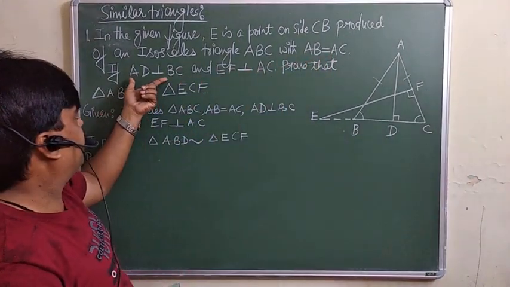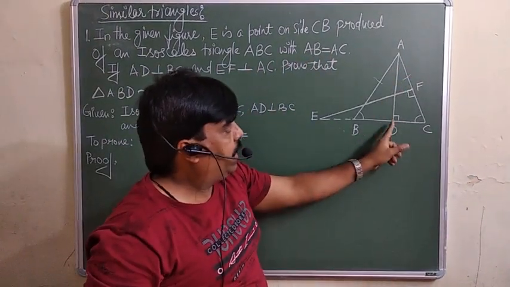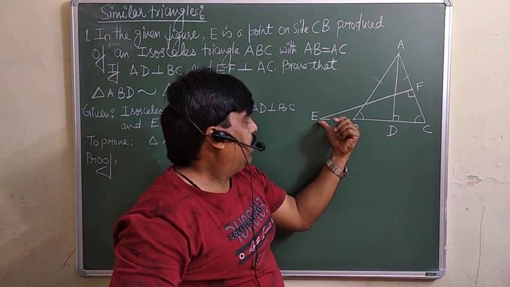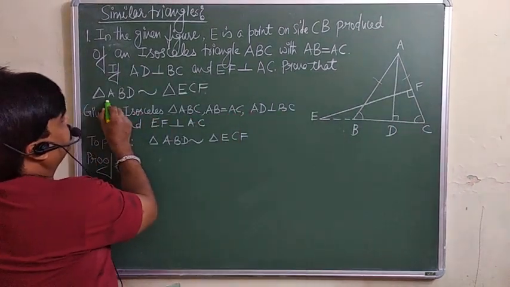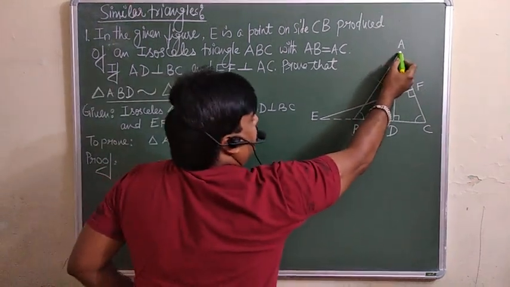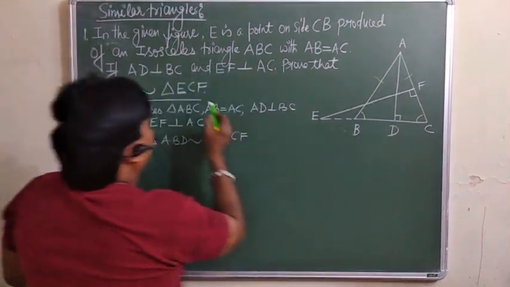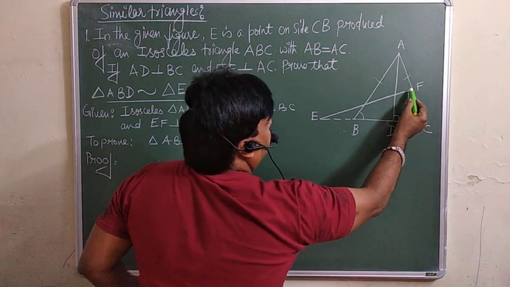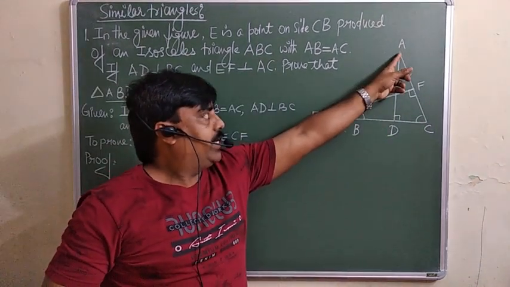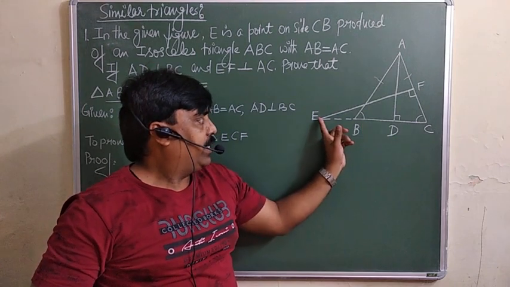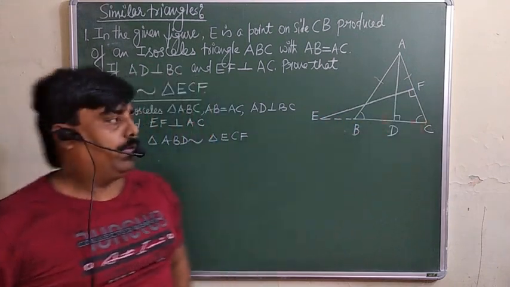And another information is AD is the perpendicular. This AD is perpendicular on BC and EF is perpendicular on AC. We are supposed to prove that triangle ABD is similar to triangle EFC. We want to prove these two triangles, triangle ABD and triangle EFC, are similar.